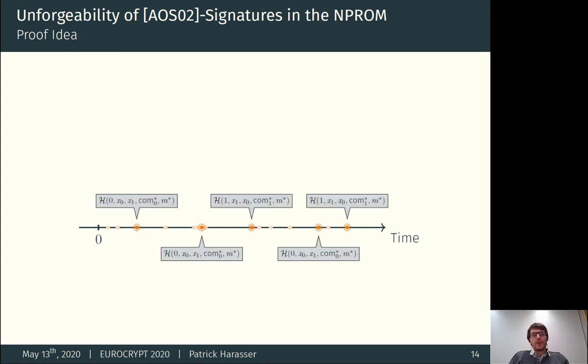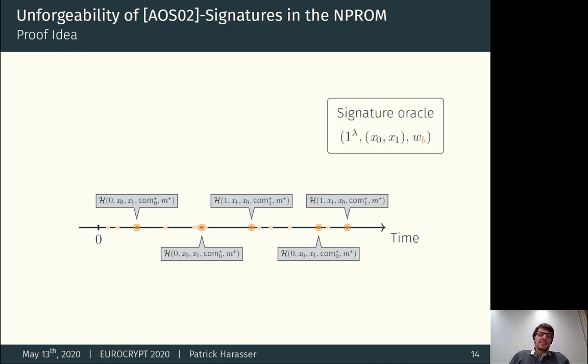And among these queries will be those queries that return the challenges for the forged signature. And now remember, the adversary has access to a signature oracle provided by the unforgeability game, which supplies signatures with respect to the public key x0, x1. But the forger does not know if the oracle uses a witness for x0 or a witness for x1 to produce the signatures. This follows from the witness indistinguishability property of the sequential-OR protocols.